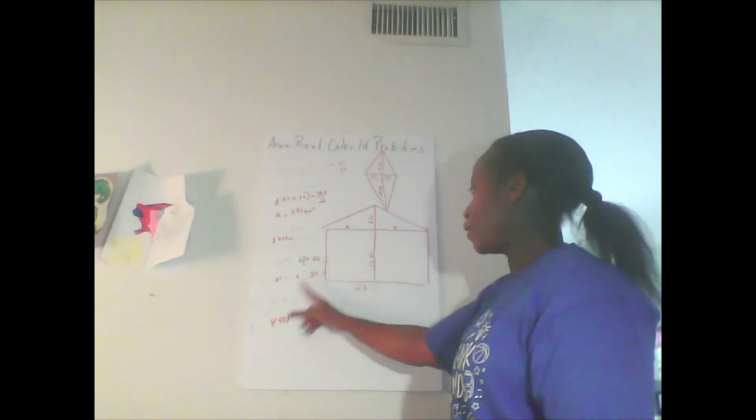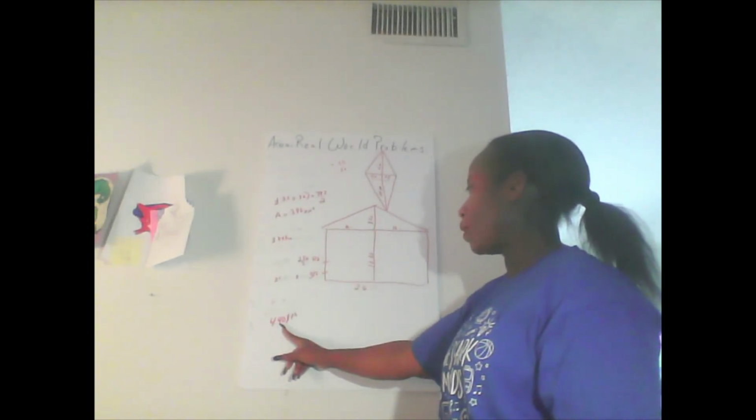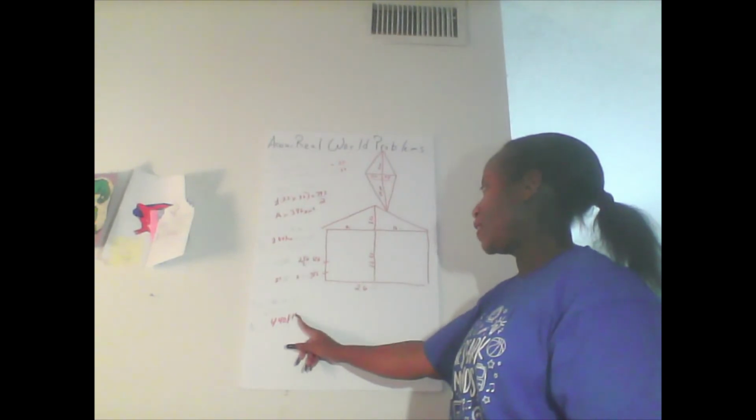You combine the area of the rectangle plus the area of the triangle, and the total answer will be 440 feet per square.